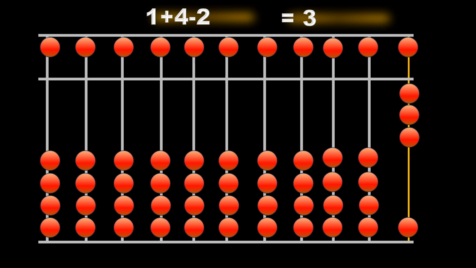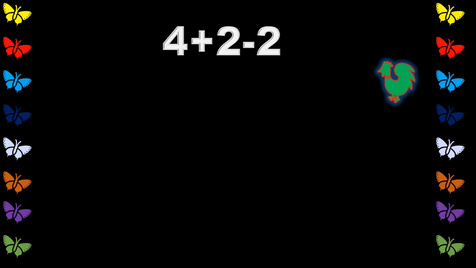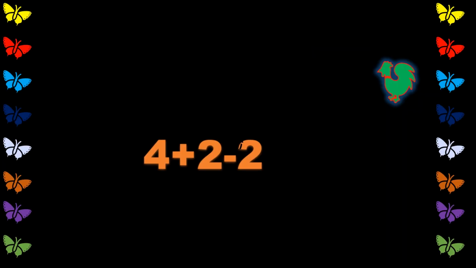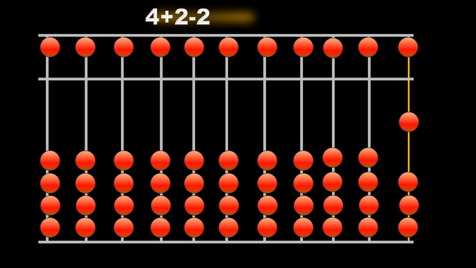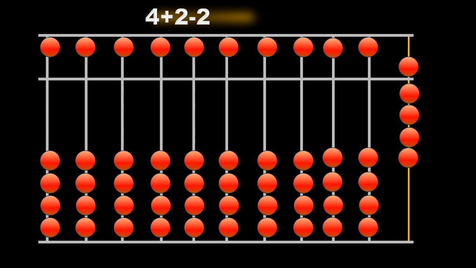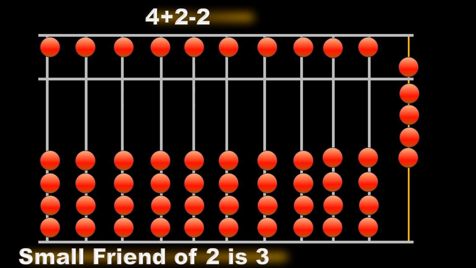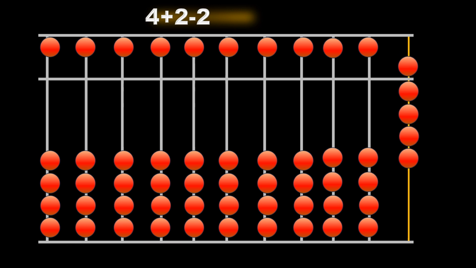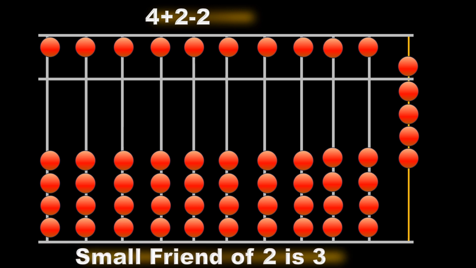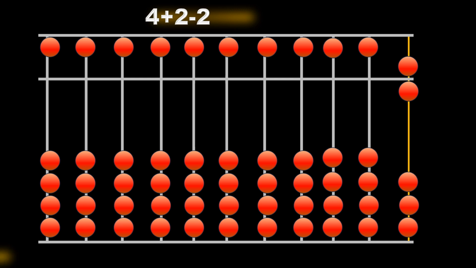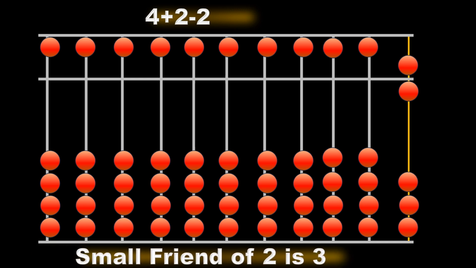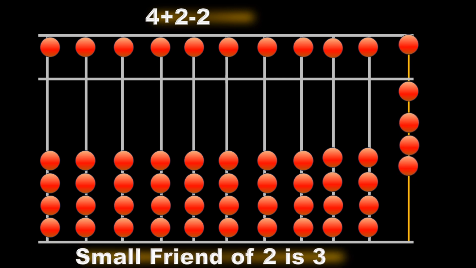The next question is 4 plus 2 minus 2. First add 4. So added 4. Now we have to add the second digit 2. So add 5, subtract the small friend of 2, that is 3. Now subtract 3 lower beads. Presently the answer is 6. Now the third digit is subtract 2. We have to go for small friend of 2, which is 3. So subtract 5, add 3. So the answer becomes 4.